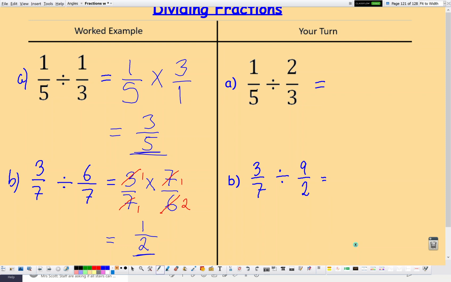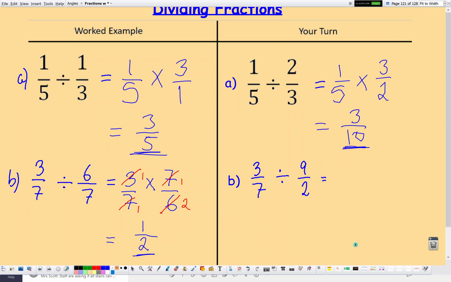Now I'll just do the working for you. 1/5 stays exactly the same, so well done for remembering that. We change it to times, and the second fraction gets flipped upside down. So 2/3 becomes 3/2. We now look for corners to simplify. We can't do that. So 1 times 3 on the top is 3. 5 times 2 on the bottom is 10. So 3/10 is our answer. So well done for those of you that got that.